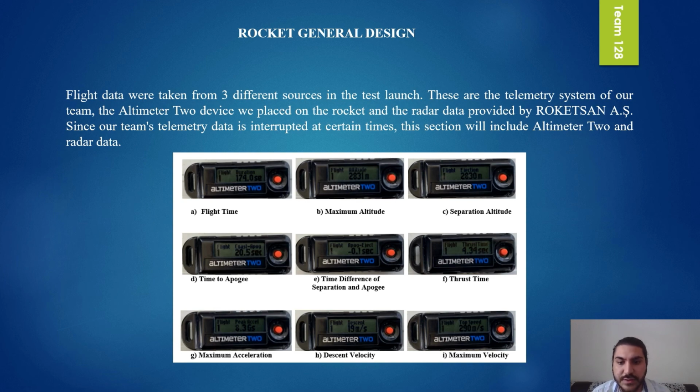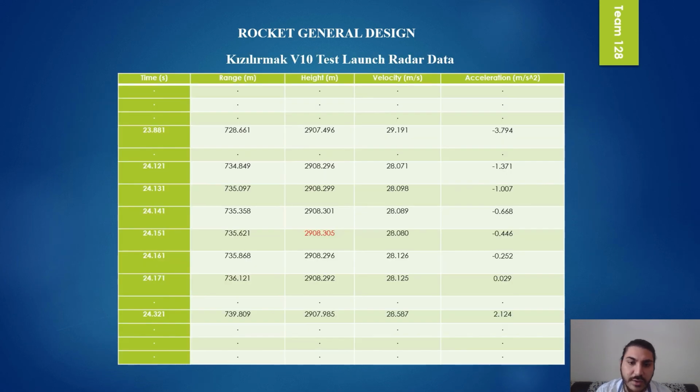Here we see the data we received from the altimeter 2 device, and maximum altitude of our rocket is seen as 2,831 meters. The data appearing here is detailed in the report. In this table, we see the data we received from the high sensitivity radar device, and the maximum altitude appears to be 2,908 meters. You can access all these data in the report.